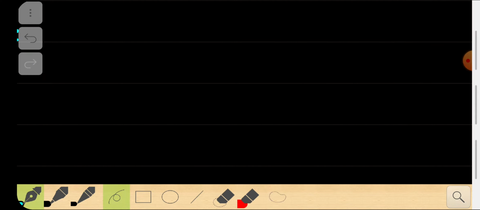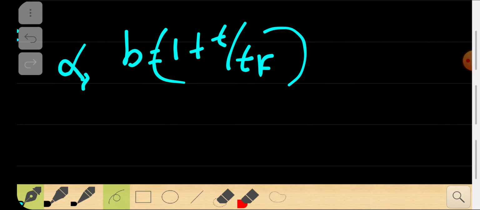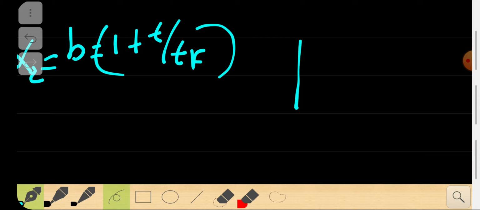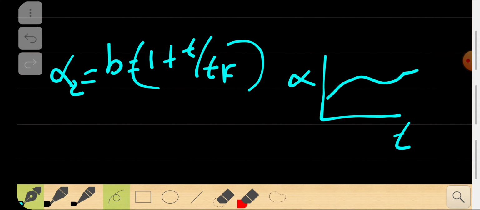So you can say, if you have an acceleration curve, alpha equal to b times (1 plus t by tf), you can draw the alpha versus time graph, and it will look something like this. It's proportional to t, so it's a straight line, looking like this. Let it be like that.